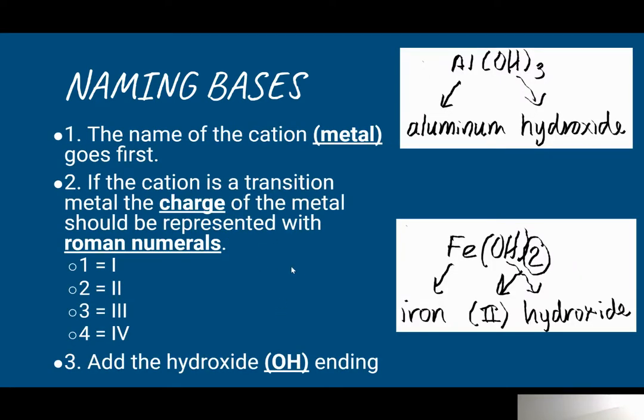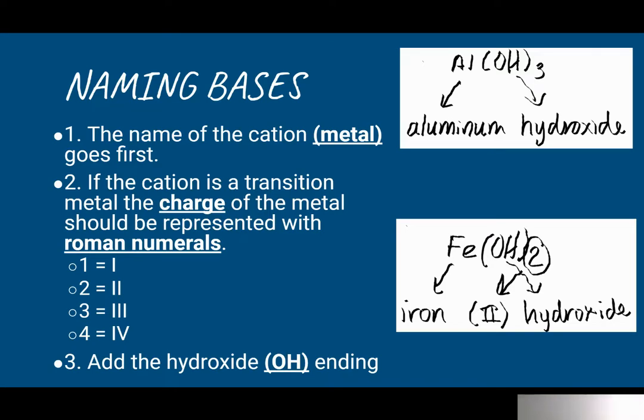So for naming bases, the name of the cation, the metal, goes first. And then if it is a transition metal, you do need to put the charge of it in Roman numerals. And then you're just adding the hydroxide ending.